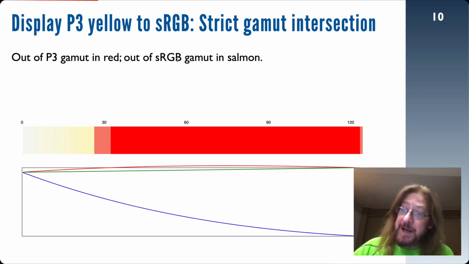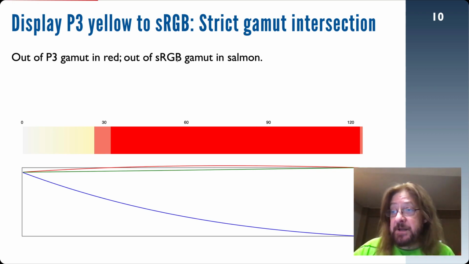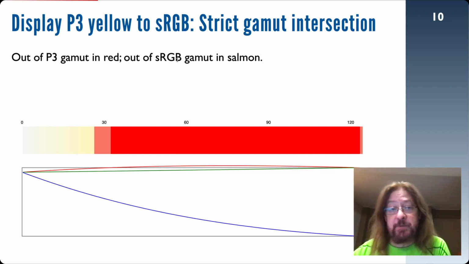And by the time it's gone back down, back inside sRGB, we end up with a super low chroma color. This is a very poor result. By the way, cyan does exactly the same, and for the same reason.